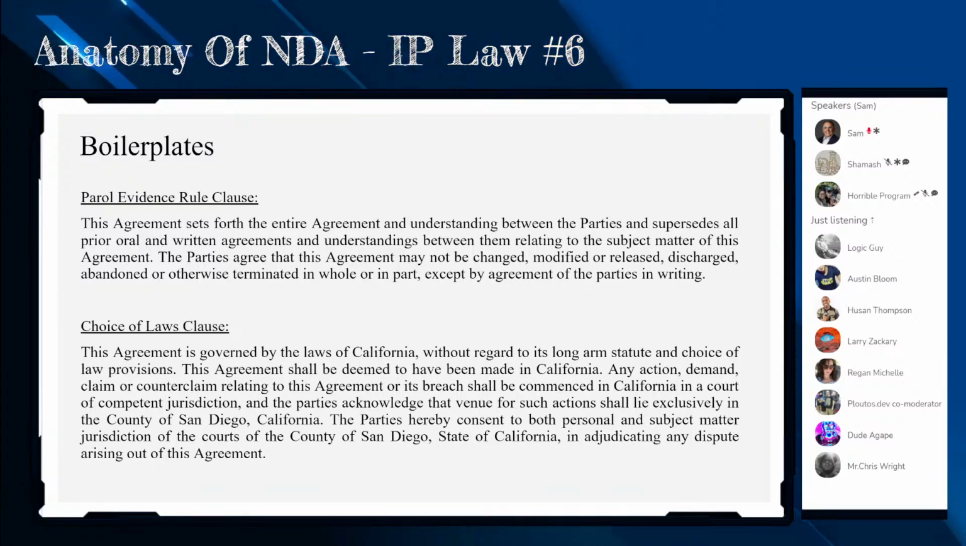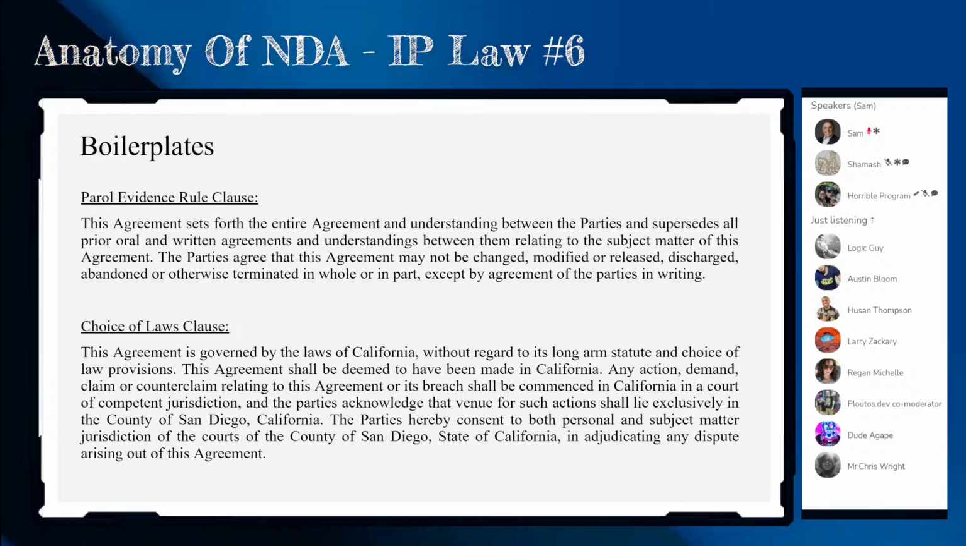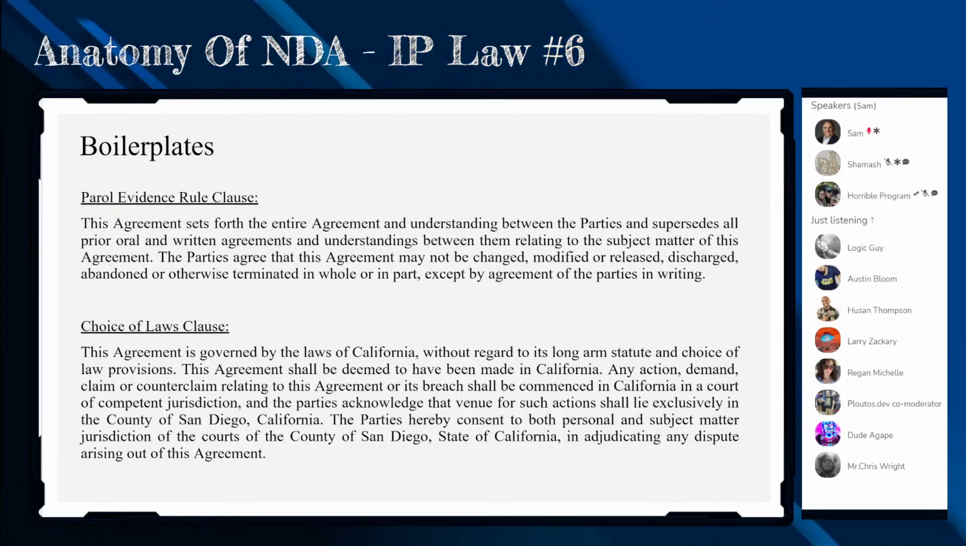Basically, last sentence. Oh, sorry. The parties acknowledge that venue for such actions shall lie exclusively in the county of San Diego, California. The parties hereby consent to both personal and subject matter jurisdiction for the courts of the county of San Diego, state of California, in adjudicating any dispute arising out of this agreement.